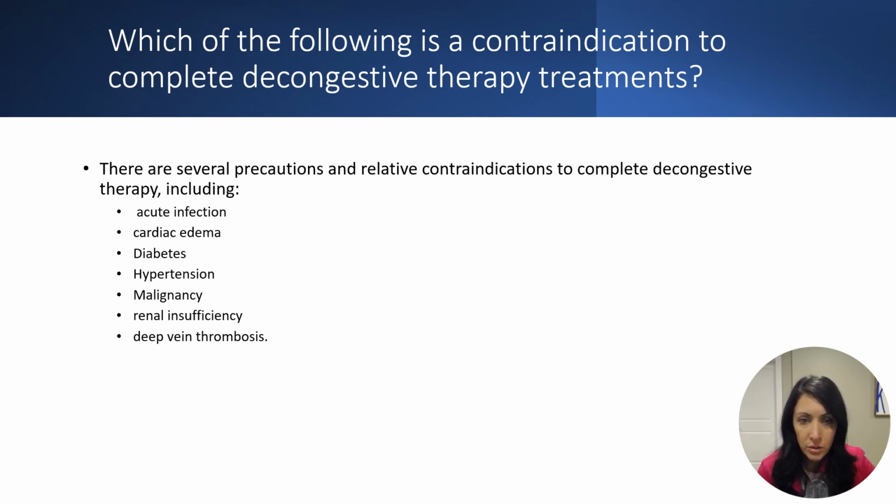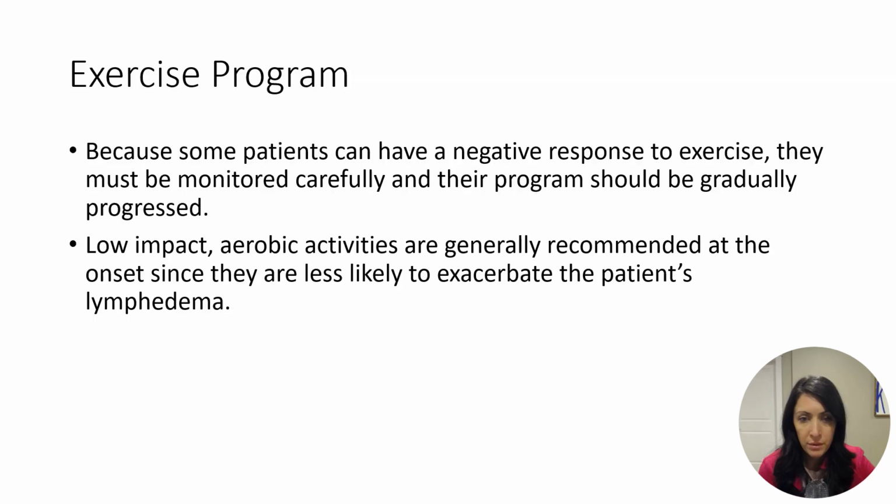So which of the following is contraindicated to complete decongestive therapy treatments? There are several precautions and relative contraindications to complete decongestive therapy. That would include acute infection, cardiac edema, diabetes, hypertension, malignancy, renal insufficiency, and deep vein thrombosis. Now, as an exercise program, some patients can have a negative response to exercise, and they should be monitored carefully through the program and gradually progressed. Low impact aerobic activities are generally recommended at the onset since they are less likely to exacerbate the patient's lymphedema.